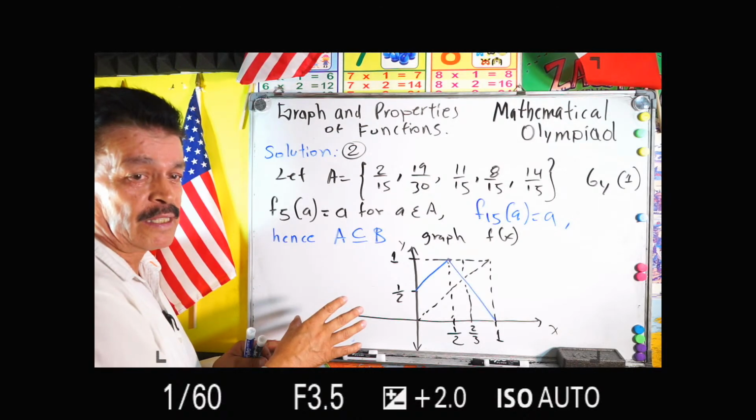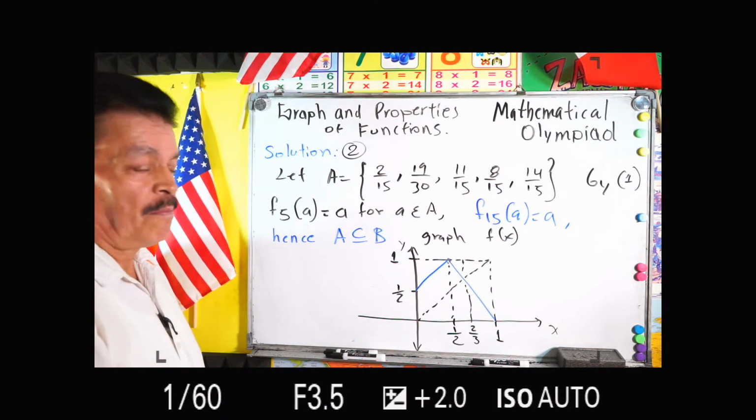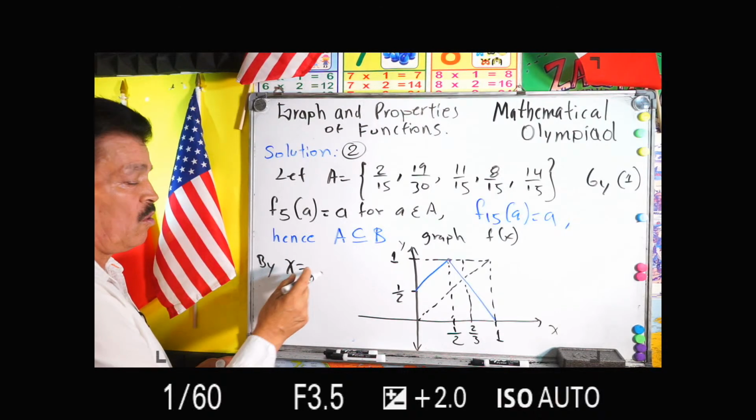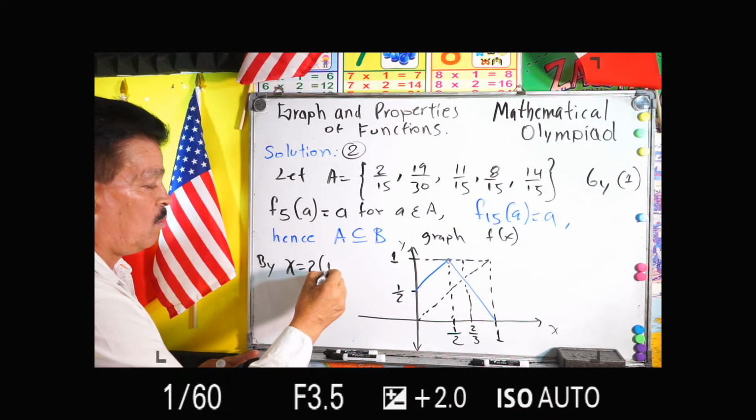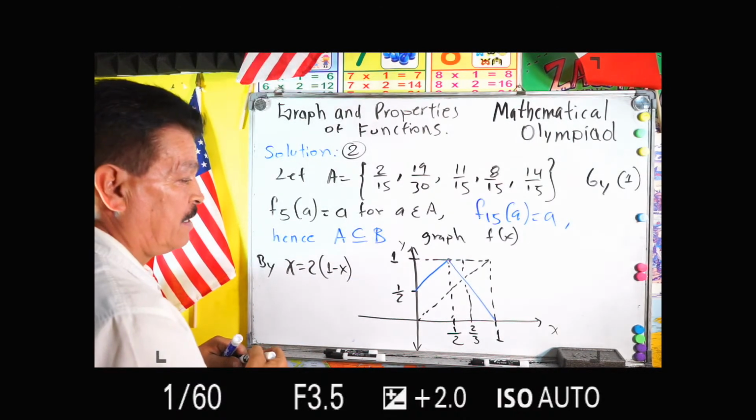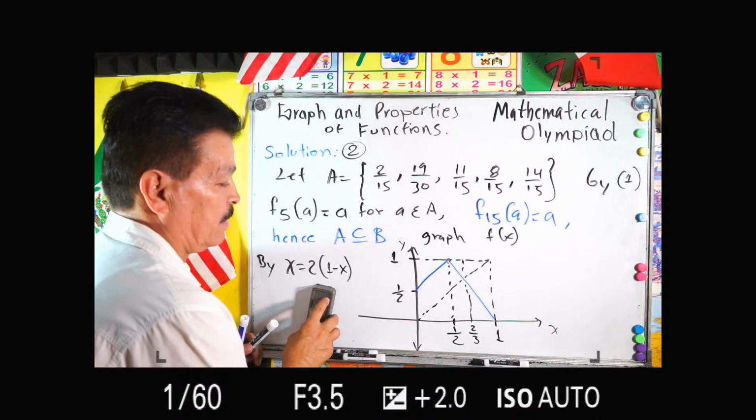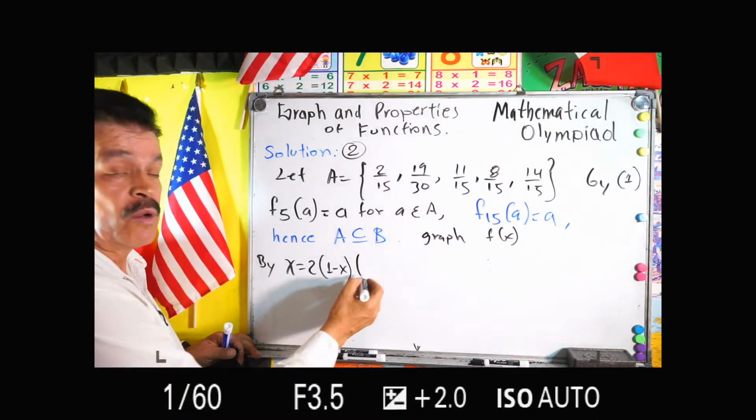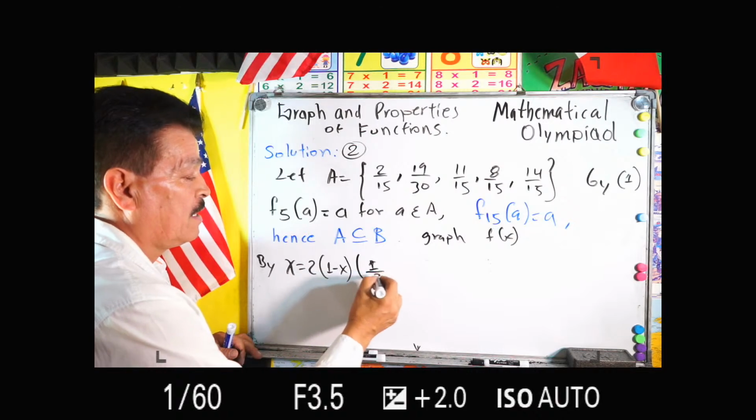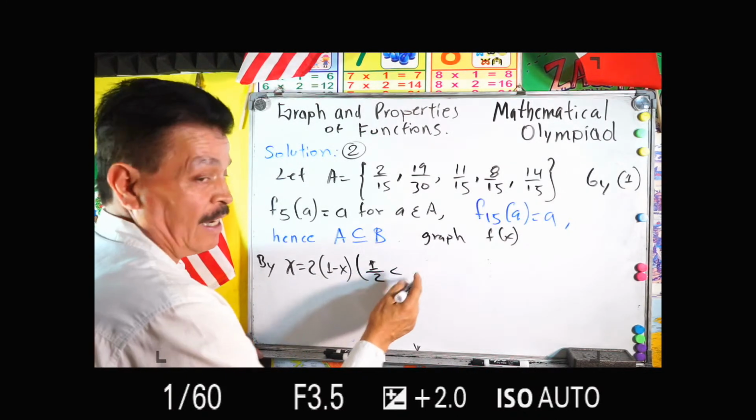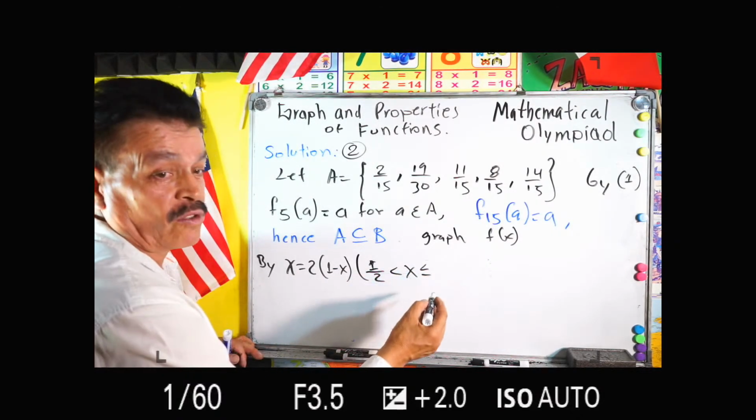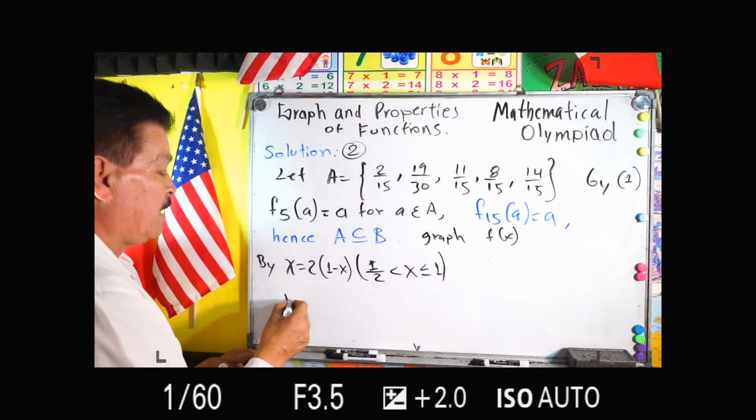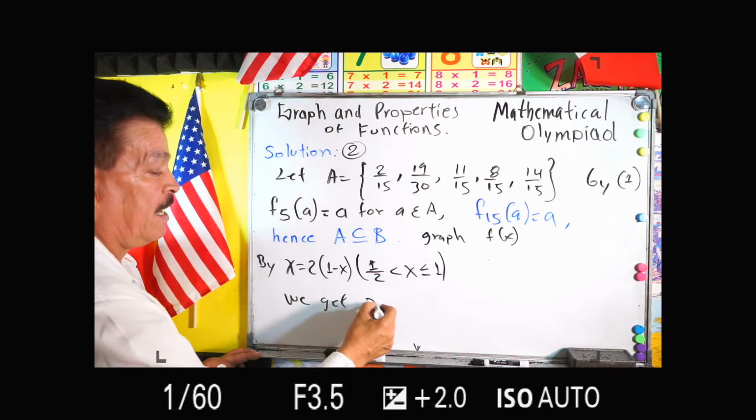Okay. I will erase the graph. So in this picture, by x equals 2 times 1 minus x. Keep in mind the graph, because I like to write this times 1/2, times 1/2, less or equal than x and less or equal than 1. That's the graph that I show in the graph. I show in the graph this equation. We got it, x equals 2/3.